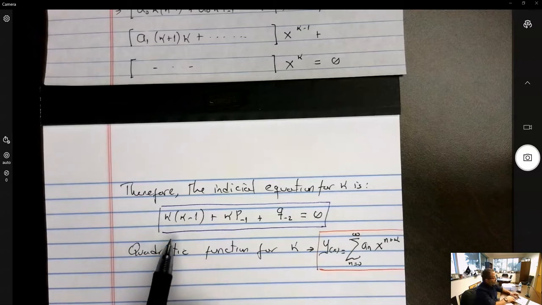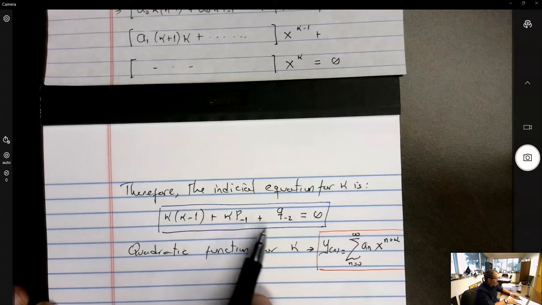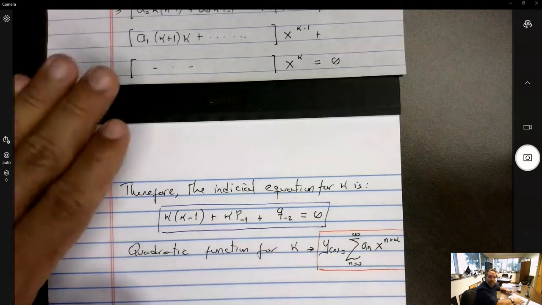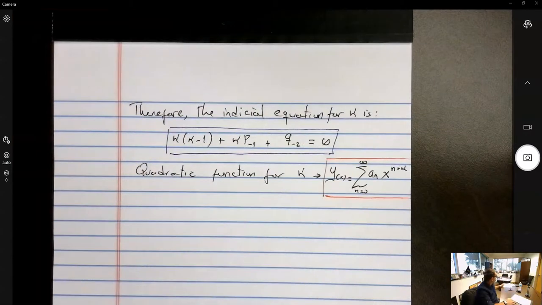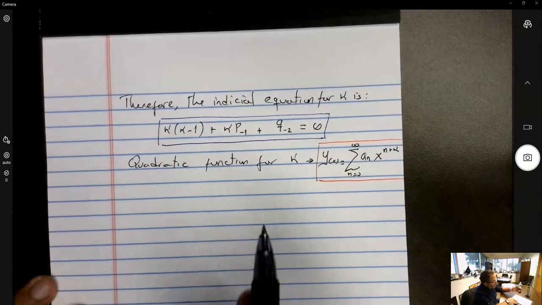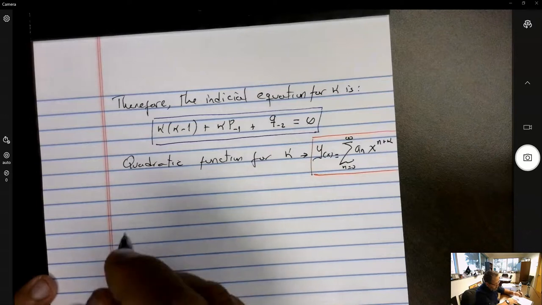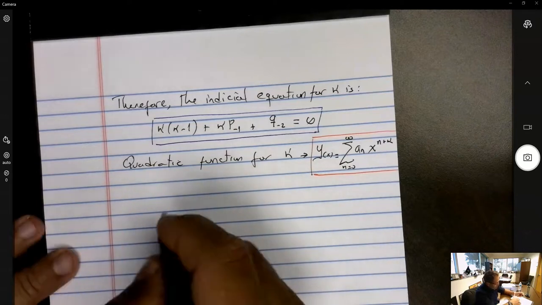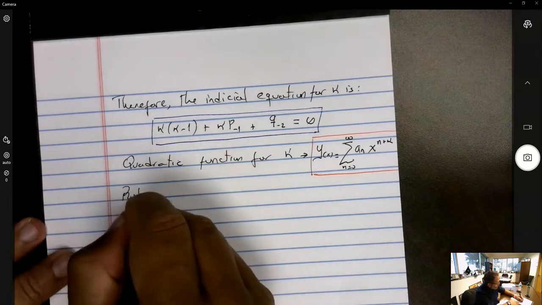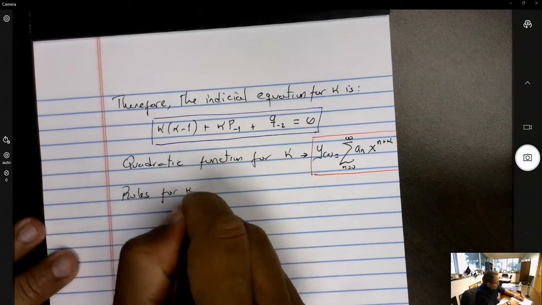All right, so there are certain rules. Notice that this is a quadratic equation. This is k squared times something, plus k times something, plus a common factor. So you can use the quadratic formula to find k. Those k's can be real, complex, repeated, and so on. So there's a set of rules here, the rules for k.